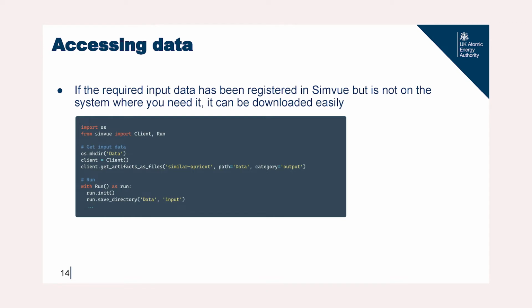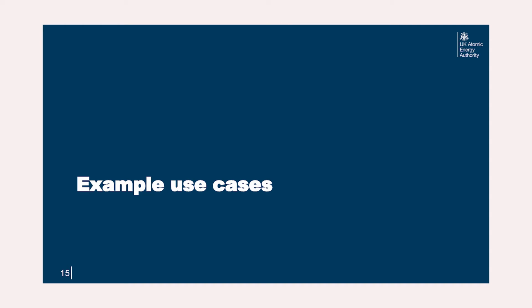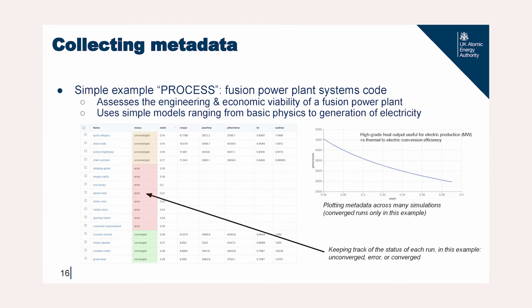So now I'll go through a few example use cases just to show you how the system can be used. I'll begin with a simple example of collecting metadata from, in this case, a Fortran code called PROCESS. This is a fusion power plant systems code.